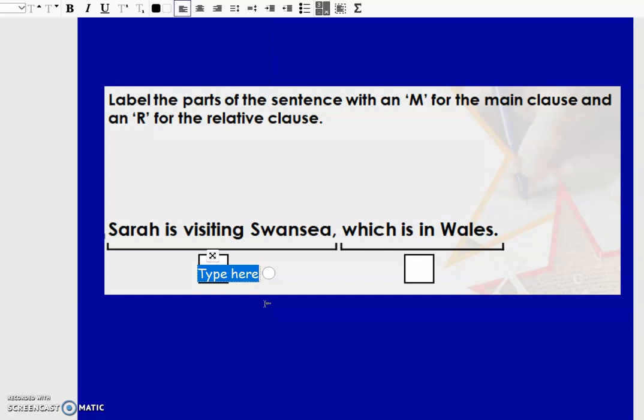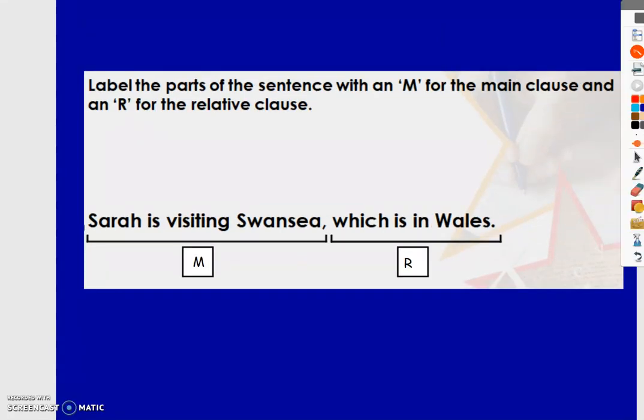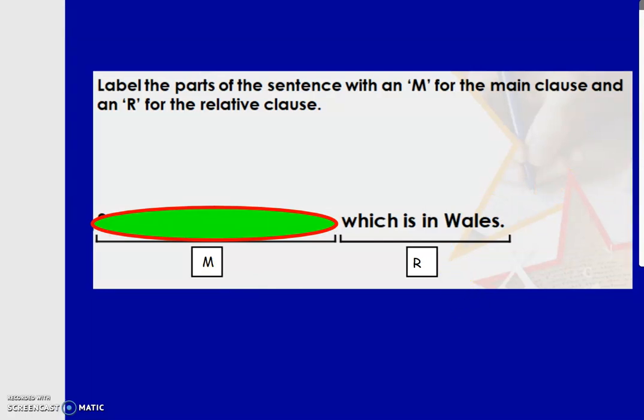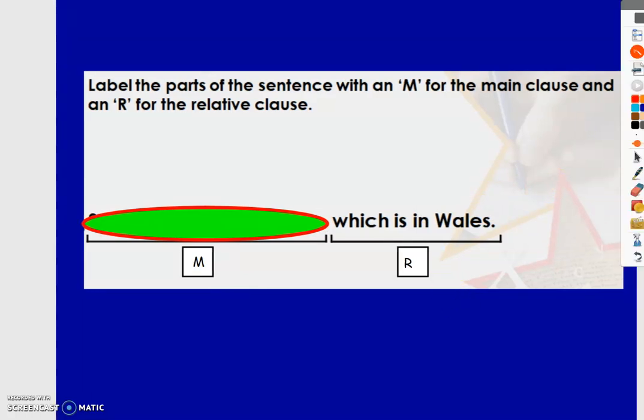Right. Sarah is visiting Swansea makes sense perfectly by itself. So that's the main because it makes sense by itself. The next one is the relative clause. So if we just left it as which is in Wales on its own, it wouldn't make sense at all, would it? If we block that thing off and just say which is in Wales, we don't actually know what is in Wales. And of course, which is the relative pronoun.